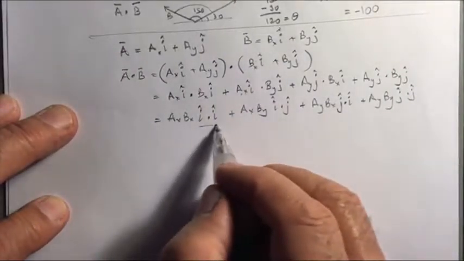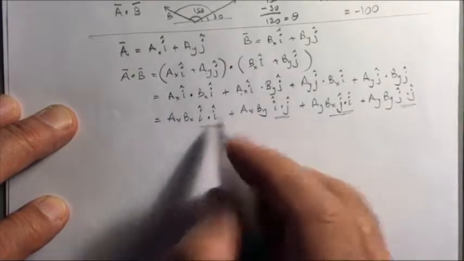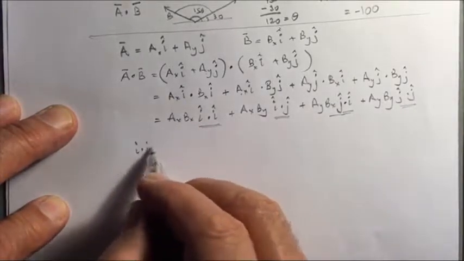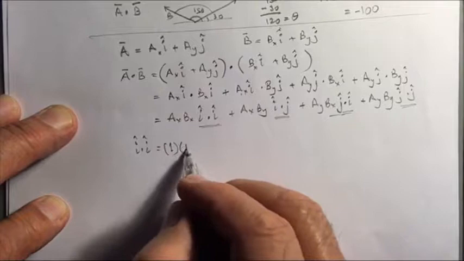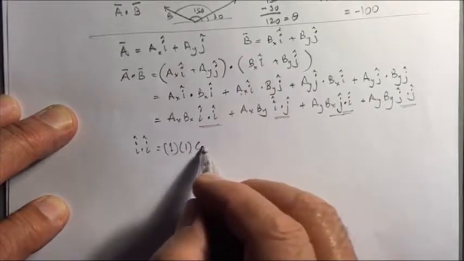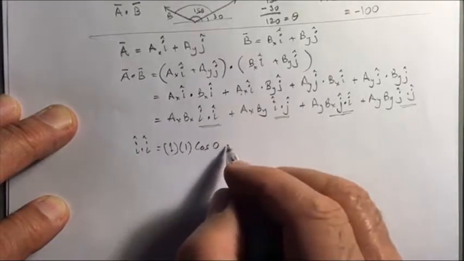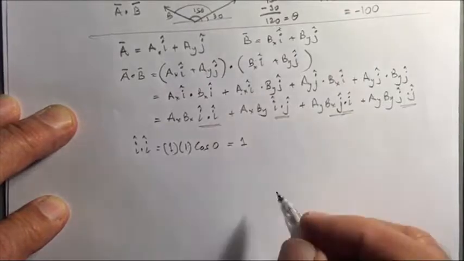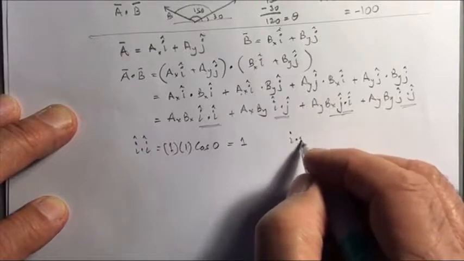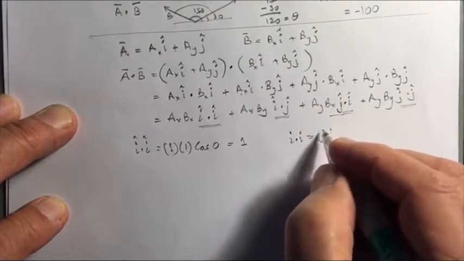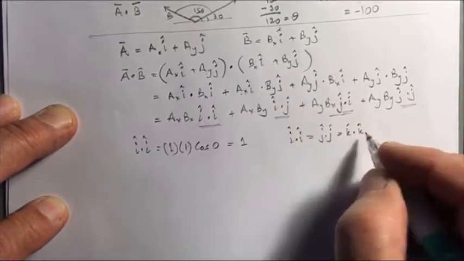So now let's look at these dot products, this one and this one. So i dot i would be the magnitude of the first one times the magnitude of the second one times the cosine of the angle between them, and because i and i are parallel, the angle is 0 and cosine 0 is 1, so it's 1 times 1 times 1, so it's just a 1. The same would apply to j dot j, and therefore i dot i is the same as j dot j, which is the same as k dot k in 3 dimensions, and they would all be 1.